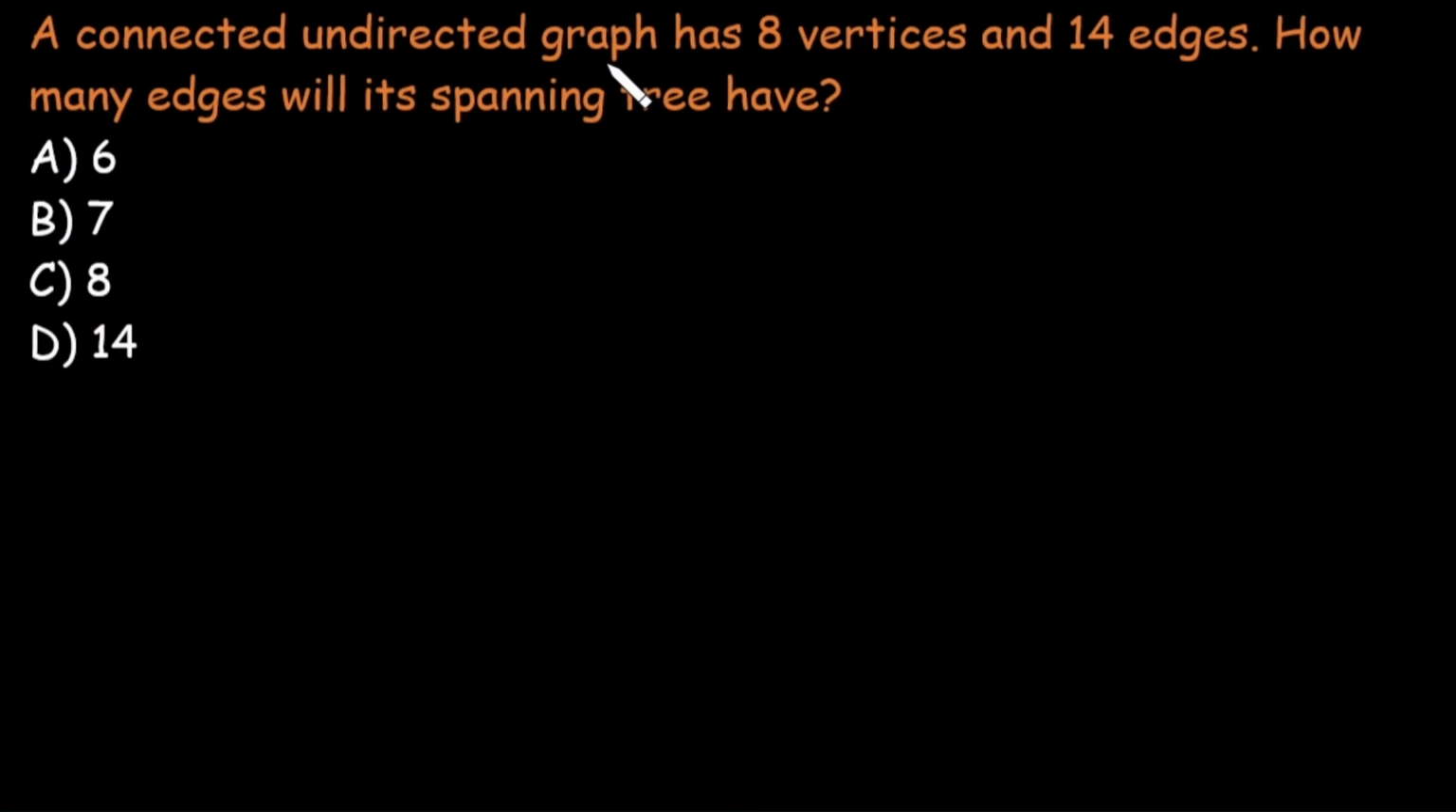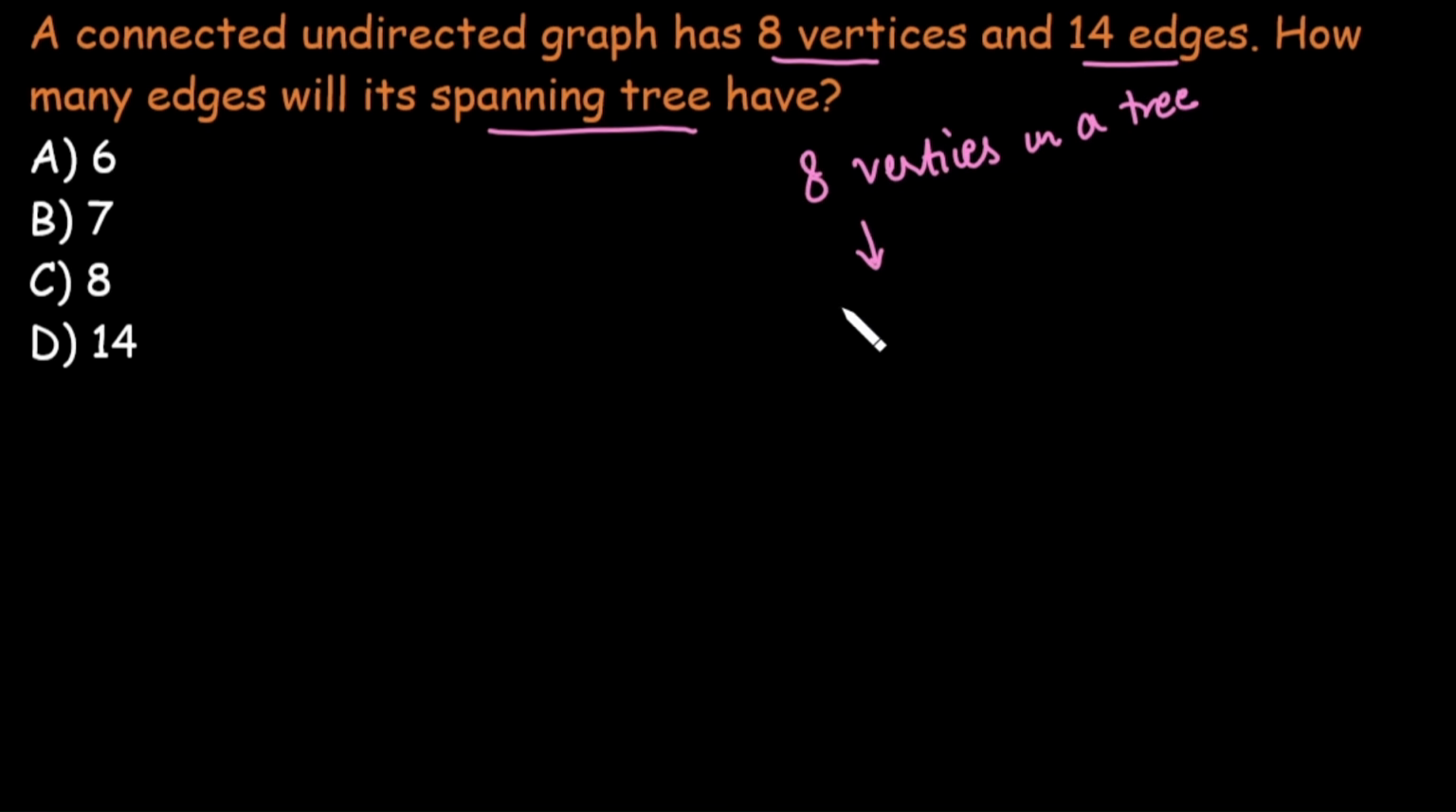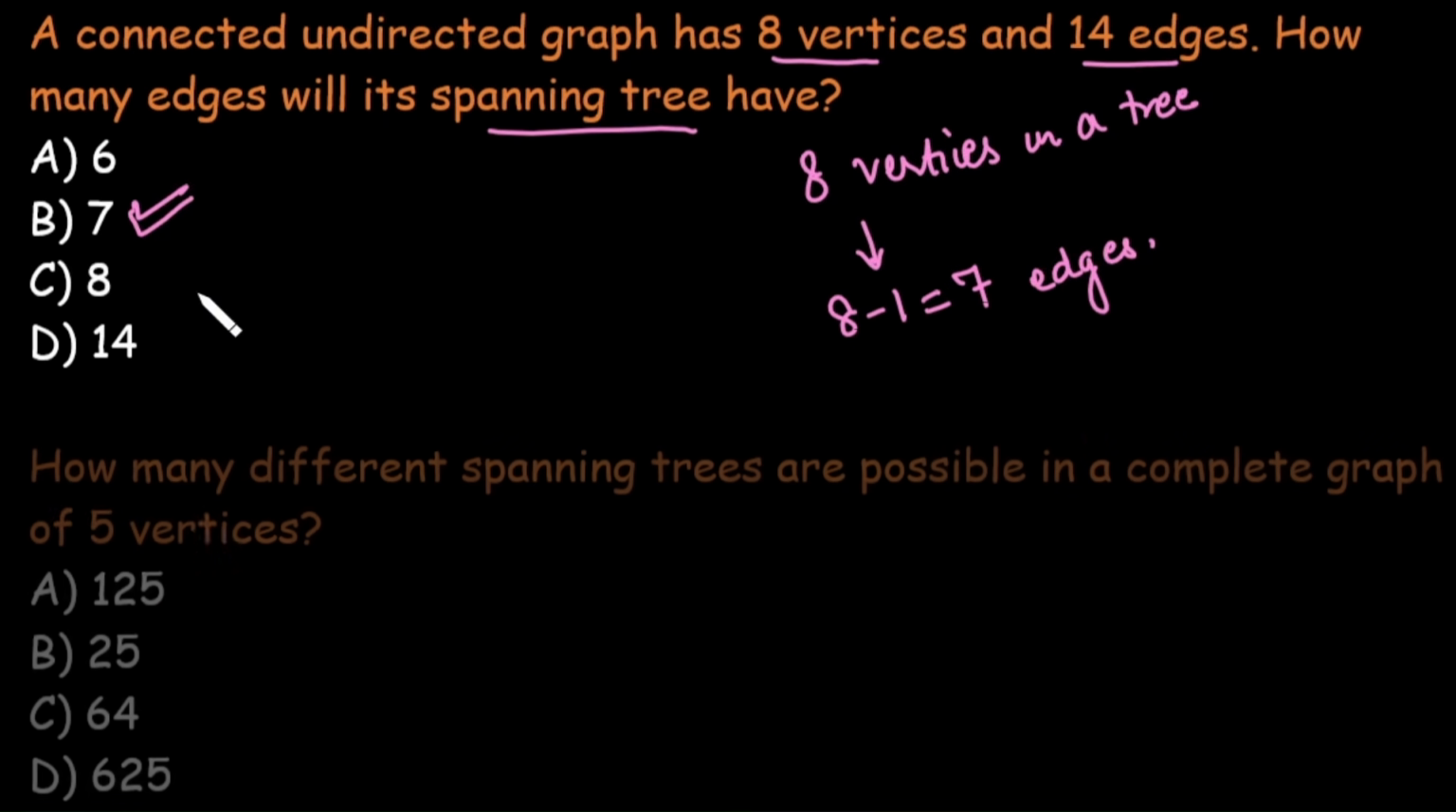A connected undirected graph has 8 vertices, 14 edges. Then how many edges will be there in a spanning tree? It is very simple. If we have 8 vertices, first we need to construct the spanning tree. A spanning tree contains the same count of vertices. Now, if there are 8 vertices in a tree, how many edges in that case? That is 8 minus 1, which is equal to 7 edges in a tree, always. Hence, option B is correct.